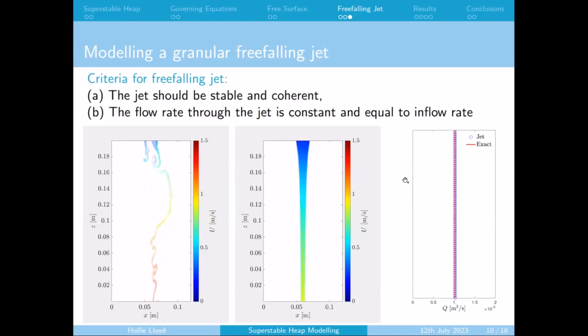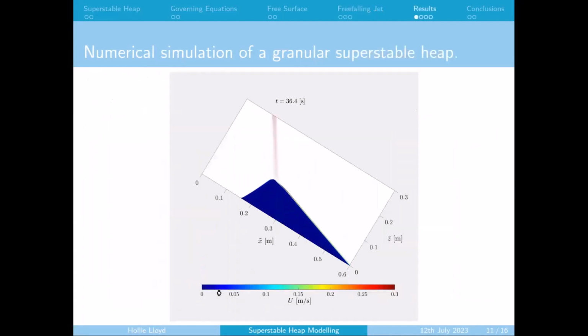We have the tools that we need to be able to model a superstable heap in our numerical simulation. Here's our numerical simulation of a superstable heap where the color bar represents the velocity. And you can see that we do get this blue region of static behavior with this free surface flow. So that's a really good sign. We've got a heap forming. And you can see that we do begin to approach this steady state where material is going to flow in across the inlet and out.